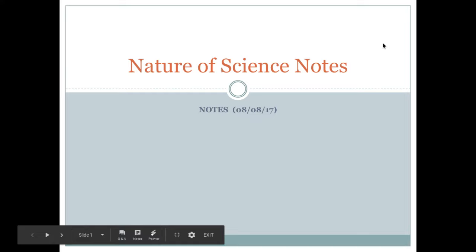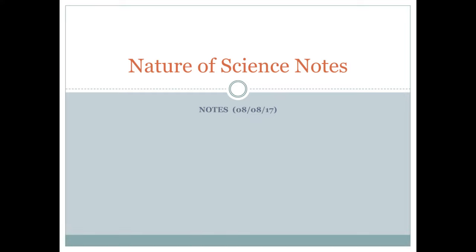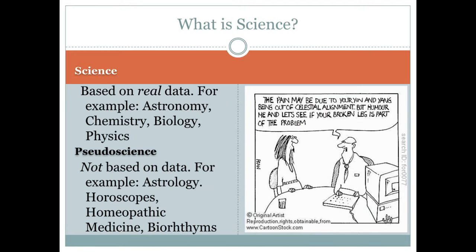This video talks about the nature of science and a lot of different topics involved with that, such as the difference between science and pseudoscience, theories and laws, what empirical evidence is, the difference between observations and inferences, accuracy and precision, and how we represent our data through different types of graphs in science. To start off with, we'll just talk about science and pseudoscience.